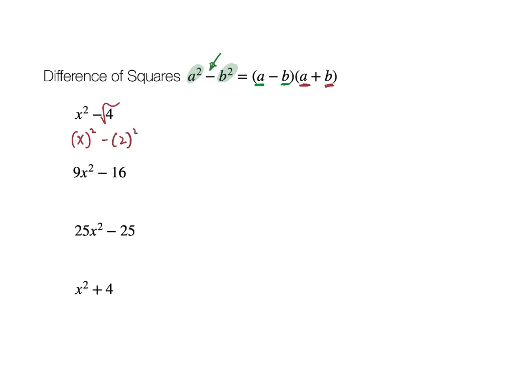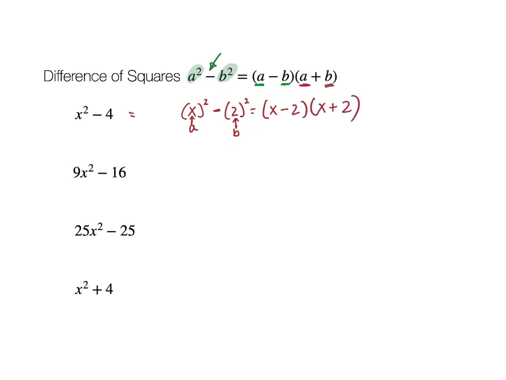I'm going to write this off to the side so I can line things up a little bit. So this is like an x that's been squared minus a 2 that's been squared. And so whatever's been squared is your a here, and whatever's been squared there is your b, a 2 in this case. So a is x, b is 2. And so when I write this out, where I see an a, I put the x. Where I see a b, I put a 2. Where I see an a, I put an x. Where I see a b, I put a 2. And I'm done. And you can see as I test this out what happens as I distribute it.